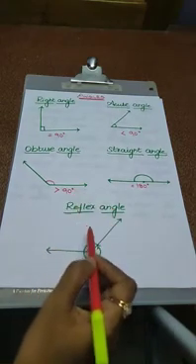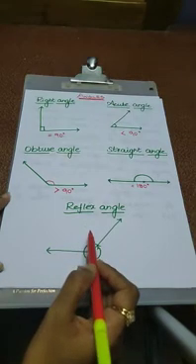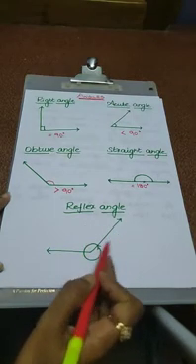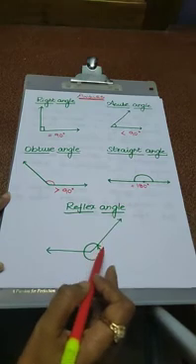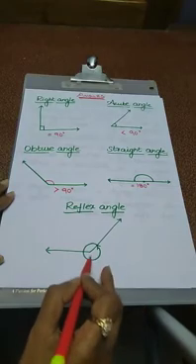Another one is the reflex angle. What is a reflex angle? A reflex angle is larger than a straight angle, that is greater than 180 degrees but less than 360 degrees. This is very important. A reflex angle is greater than 180 degrees but less than 360 degrees.